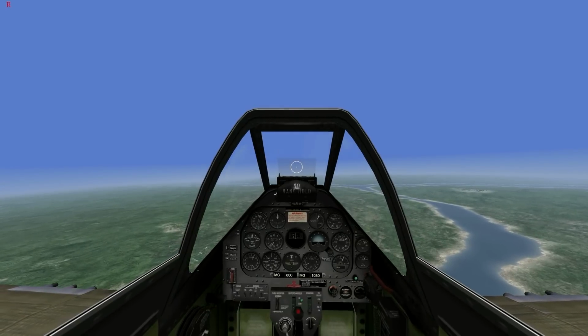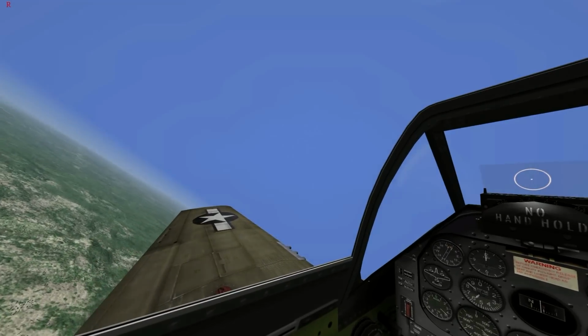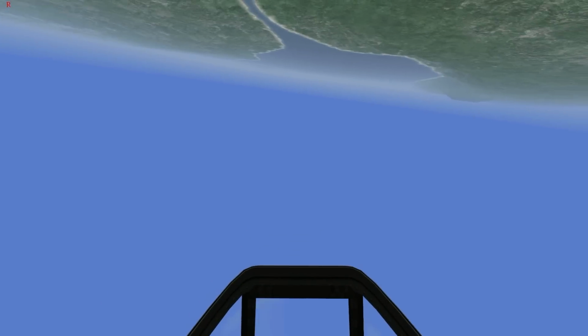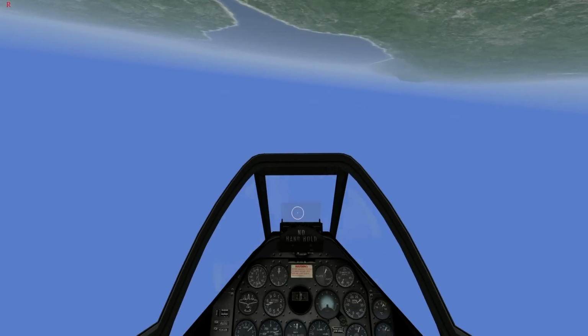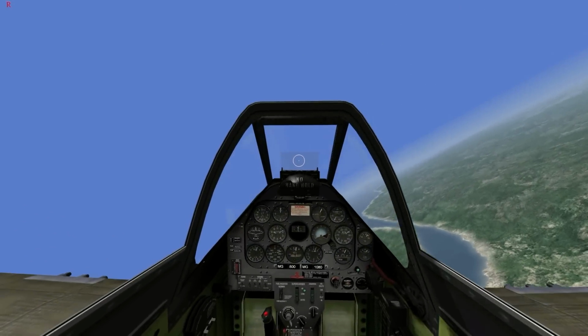This next maneuver is called an Immelmann. To perform an Immelmann, pull back on the stick to perform a half loop. At the top of the loop, roll the plane and level the wings. This maneuver trades energy for altitude and reverses the direction you were flying in.